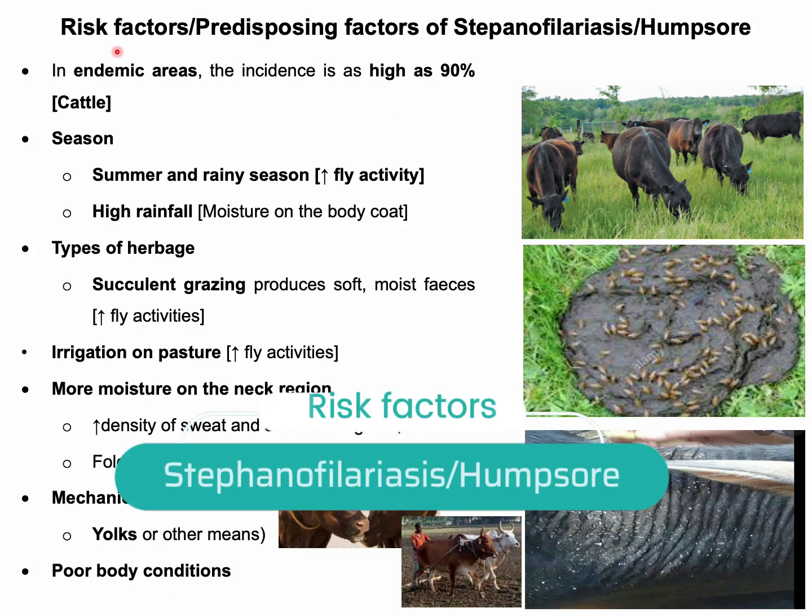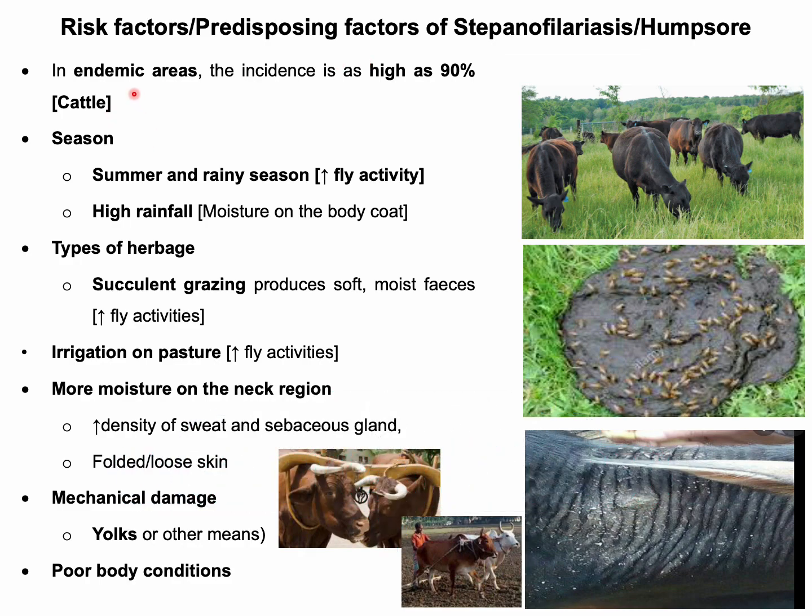Risk factors, or predisposing factors, of Stephanofilariasis or Humpsore. Several factors are associated with the occurrence of this parasitic infection. They are endemicity of the infection, seasons, types of harvest, grazing by the cattle, irrigation on the pasture, anatomical structure of the body, mechanical damage, and poor body condition. All these factors ultimately favor the activities of the intermediate host, that is, muscid flies.